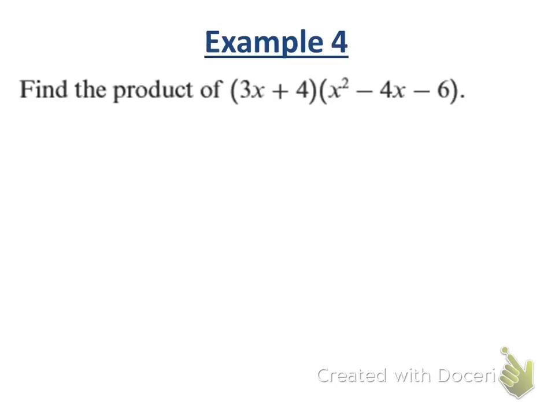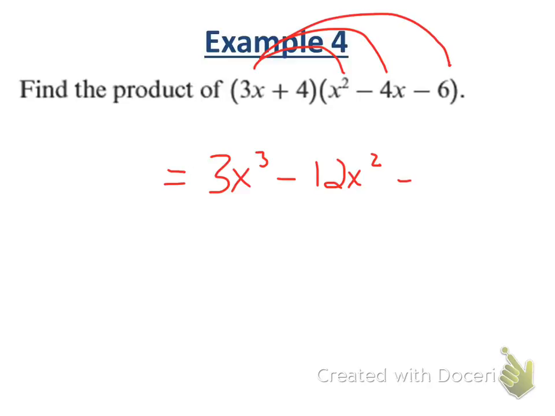All right, now this is different. What should we expect to have after we multiply this first expression? How many terms? 6 terms, right? Because we're multiplying 2 terms by 3 terms. So we're going to get 3 terms from each product. Start with the 3x. What's 3x times x squared? 3x cubed. 3x times negative 4x. Negative 12x squared. 3x times negative 6 is negative 18x.